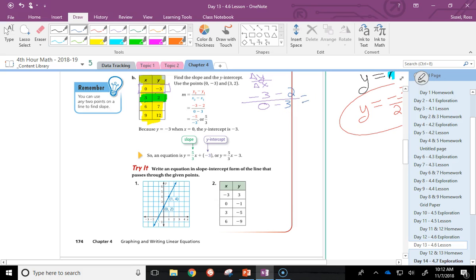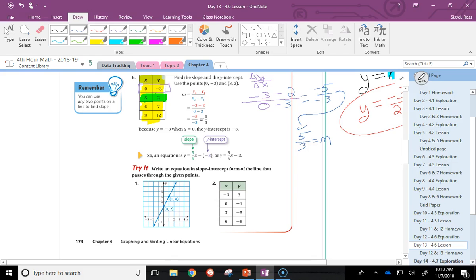Negative 3 minus 2 is negative 5. 3 minus negative 3 is negative 3. And what's a negative divided by a negative? A positive. So this, I'm going to show my work here, becomes just positive 5/3. That's my slope.